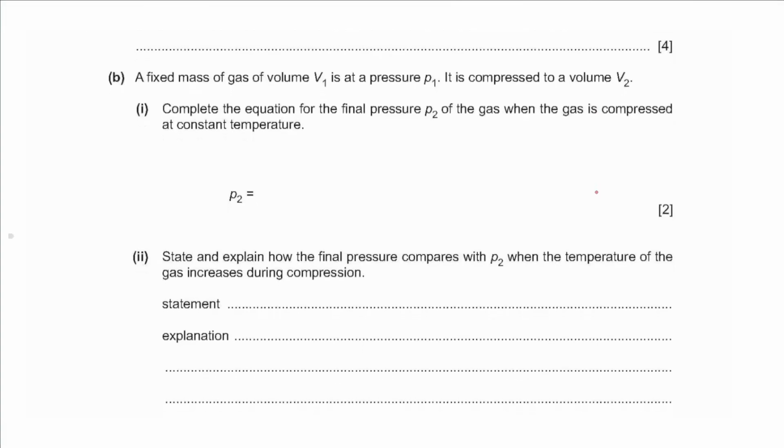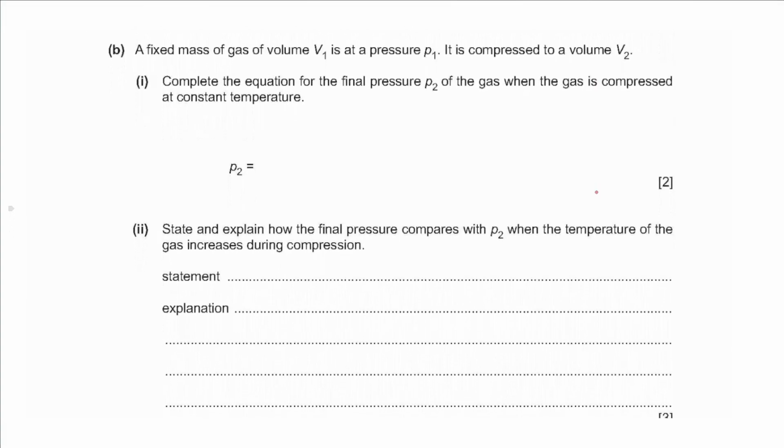Part B says a fixed mass of gas of volume V1 is at temperature T1. It is compressed to a volume V2. I says complete the equation for the final pressure P2 of the gas when the gas is compressed at constant temperature. So the original equation is P1 V1 is equal to P2 V2. And then we need to make P2 the subject, so we divide by V2. So P2 is equal to P1 V1 over V2.